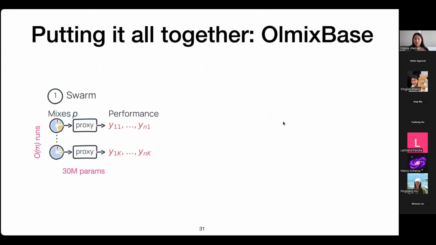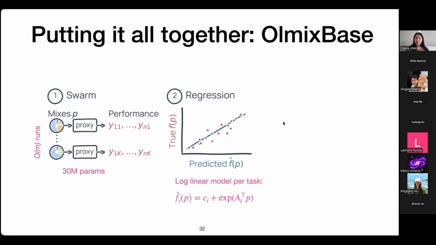So after studying all of these design choices, we used our findings to define a base mixing method for OLMo 3. We called that Olmix base, which is our recommended default configuration of the offline mixing schema. Recall the first step, which is constructing the swarm. We ended up doing it with 30 million parameter proxy models, but anything above 15 million we showed was fine. And we generally do O of M proxy models.